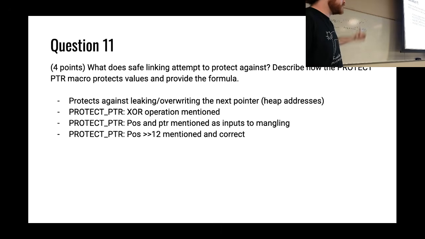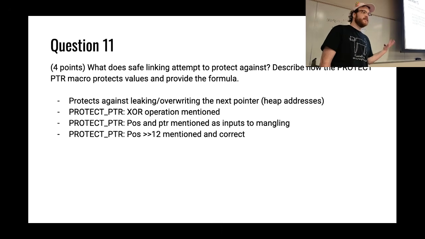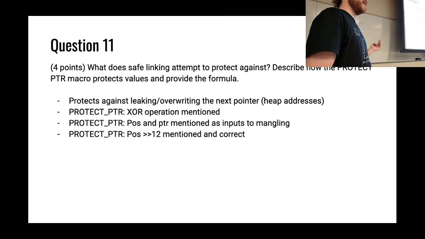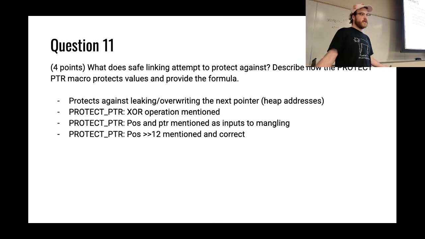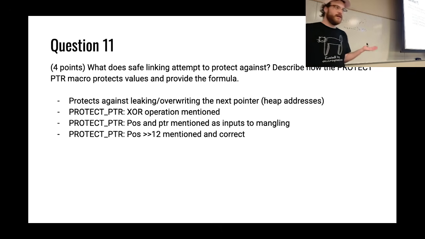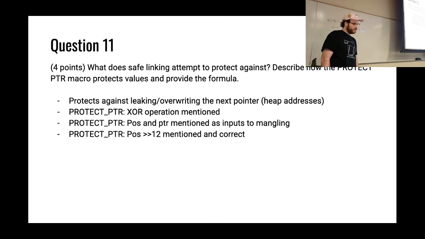The way the points shook out is we first wanted you to define why safe linking exists, which is that it protects against metadata corruption in the heap. That is basically why it exists. It prevents you from leaking the next pointer, prevents you from overwriting the next pointer. In theory, obviously, like we talked about, there are limitations and reasons you can bypass this, with lots of interesting implications. Essentially you got 1 point for identifying the position and pointer were part of this. You got 1 point for the bit shift, which also had to be correct. And finally, you got 1 point for mentioning that these are XORed together. Those are how the 3 points shook out for the protect pointer macro.